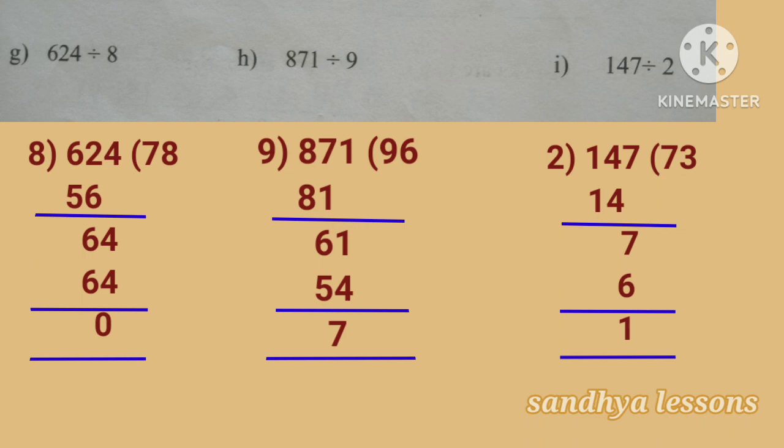H. Division. 871 divided by 9. By dividing 871 with 9, we get quotient 96 and remainder 7. I. Division. 147 divided by 2. By dividing 147 with 2, we get quotient 73 and remainder 1.